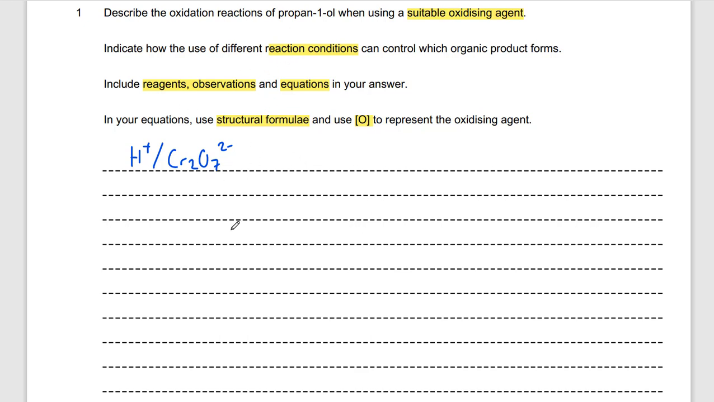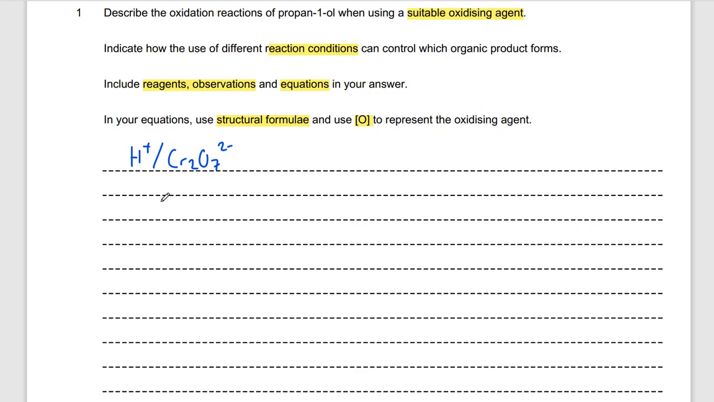Now, there's 2 different reactions here, and we need to use structural formulae. So we need to be careful here. You need to be aware of what structural formulae actually is. Students will occasionally miss that part of the question. They prefer to use skeletal or displayed, and then they lose marks.